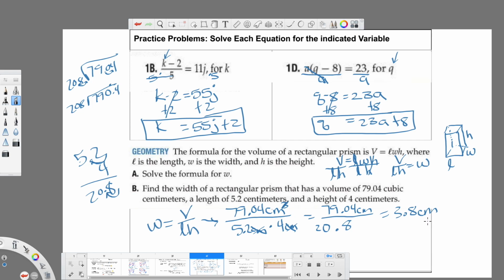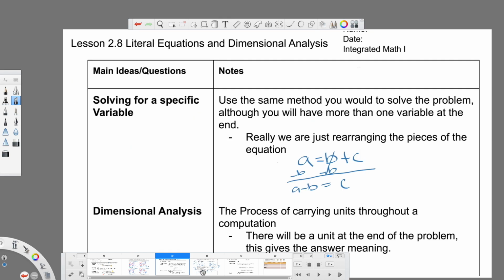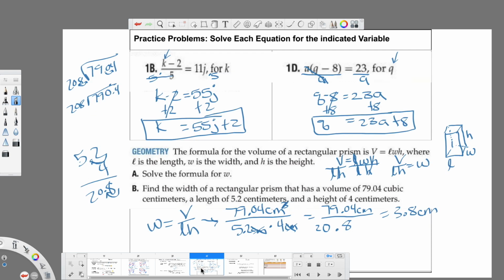All right, so that was section 8. Sorry, you get to hear my dogs in the background there. That was section 8, and I will see you in section 9.